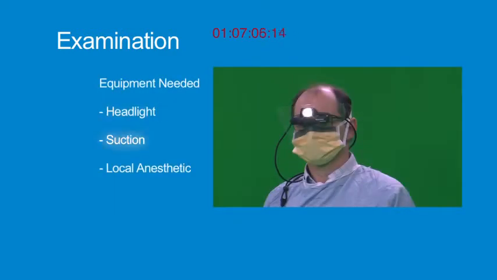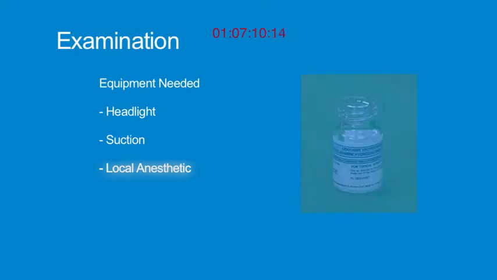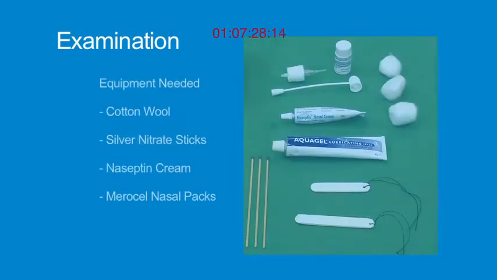You will need a headlight and suction and a local anaesthetic such as co-phenylcaine, which is a local anaesthetic nasal decongestant mixture. You'll need a tongue depressor to examine the throat and a McGill's forceps to remove any clots from the back of the throat. You'll need some Tilley's nasal dressing forceps and a Thudichum's nasal speculum to examine the inside of the nose. You'll also need some cotton wool, some silver nitrate sticks, some Naseptin cream and some Merocel nasal packs.